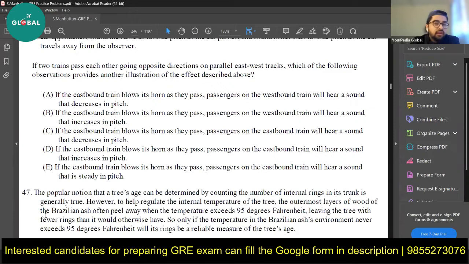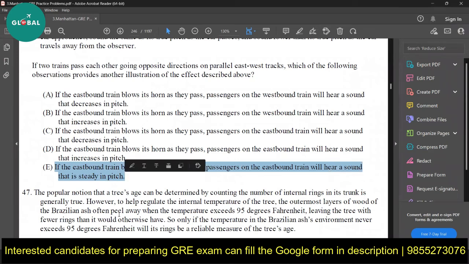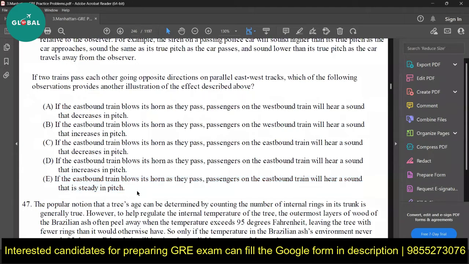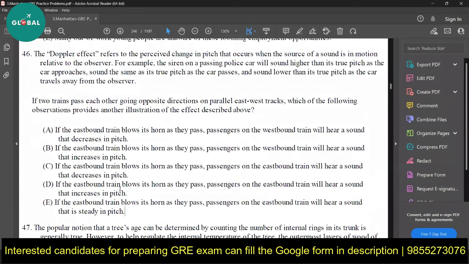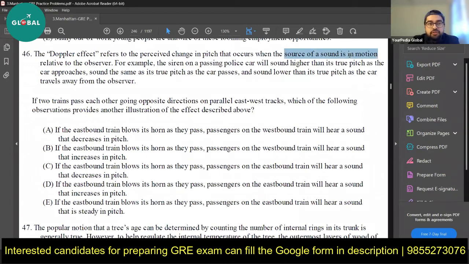Is it correct or incorrect? Or if you want to read all the options, you can. So E will not be the answer. Why? In this paragraph, there is no steady pitch. Yes, that's correct. The Doppler effect will come into the picture when the source of sound is in motion relative to the observer. If it is steady, then there is no Doppler effect. So this is incorrect.